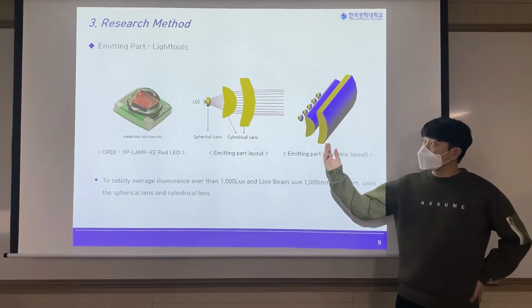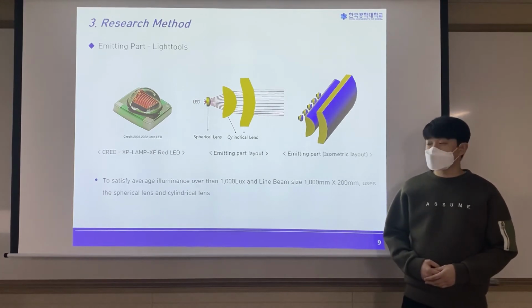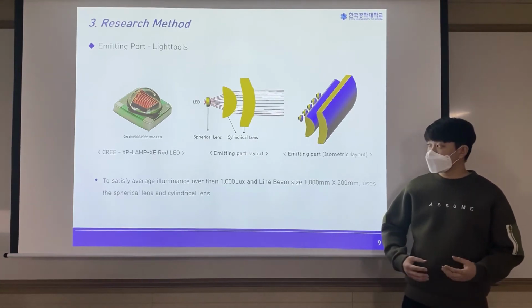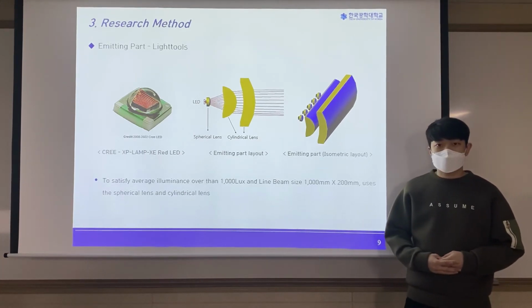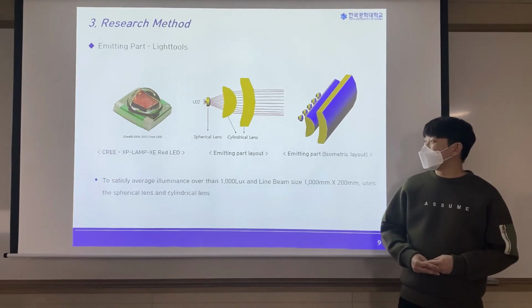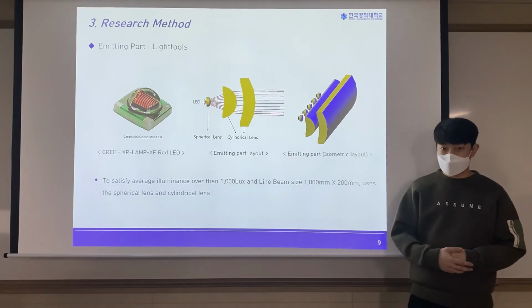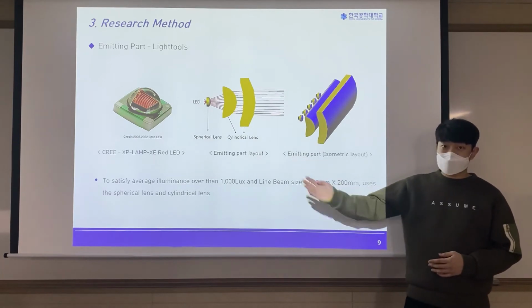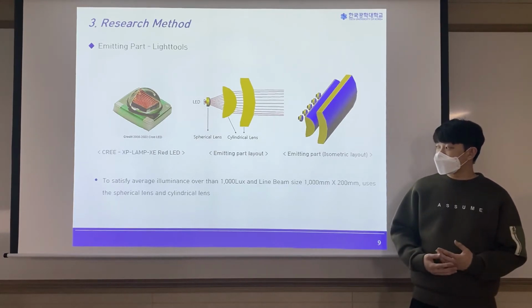In addition, we complemented with LightTools, considering the wavelengths and emission angle of the LEDs to be used during the production process. The middle figure shows the LEDs and lenses implemented by LightTools. In order to satisfy the average illumination of the line beam of 1000 lux and line beam size of 1000 mm x 200 mm, we arrayed the LEDs as shown in the picture on the right. GMAX and LightTools were able to design the light emitting part of the line beam.